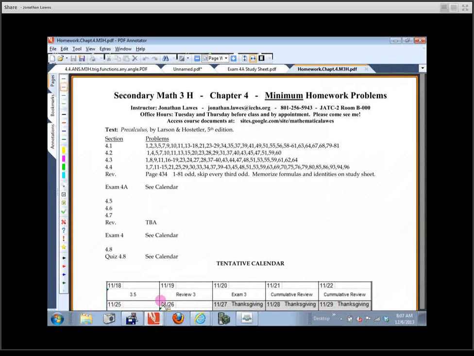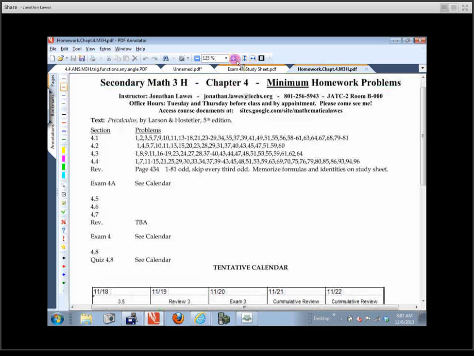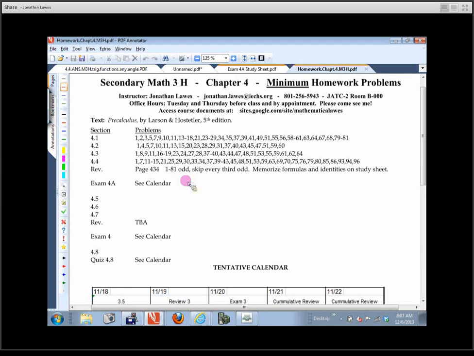Okay. All right. So I've got the review assignment for the next exam ready to go. So here's what it is. Let me blow this up just a little bit. It's page 434, 1 through 81, just the odds. So that's about 41 problems. Some of them are really quick, and we're going to shorten it just a little bit.